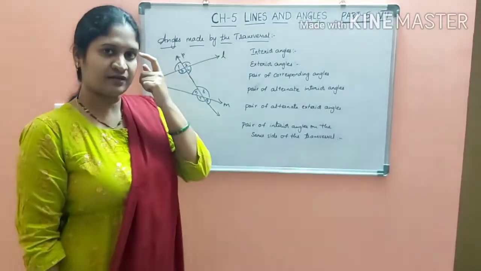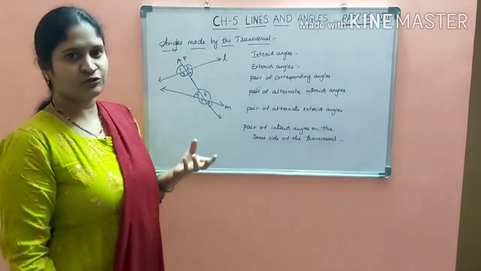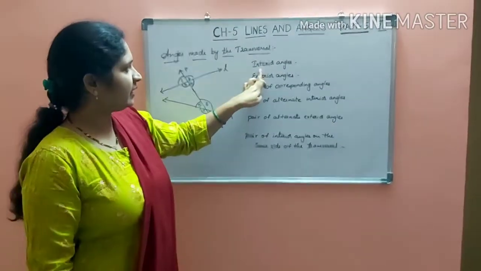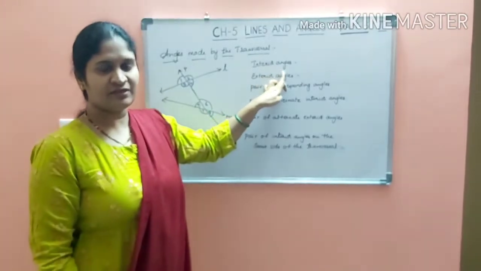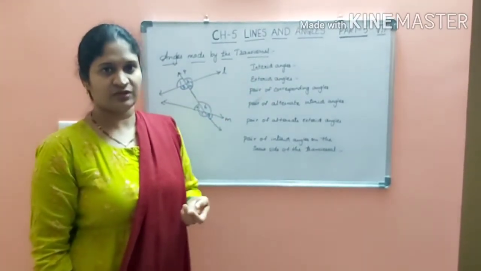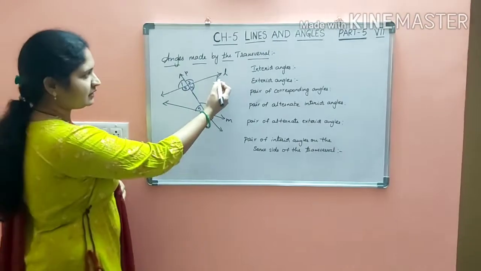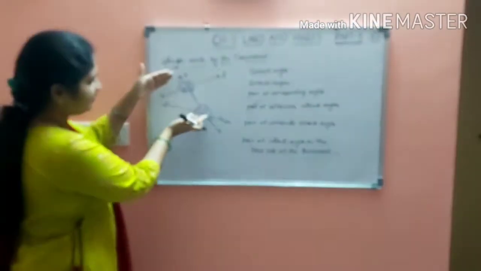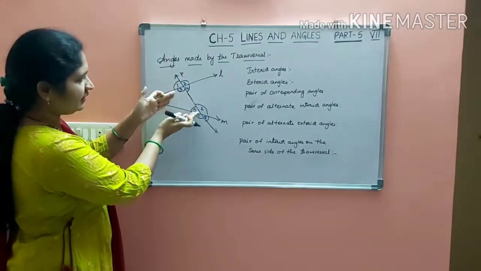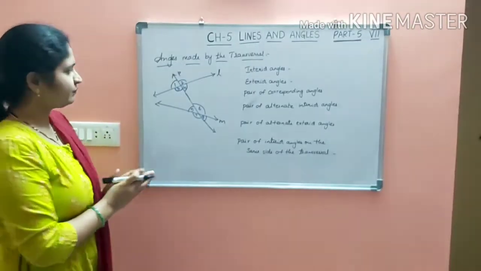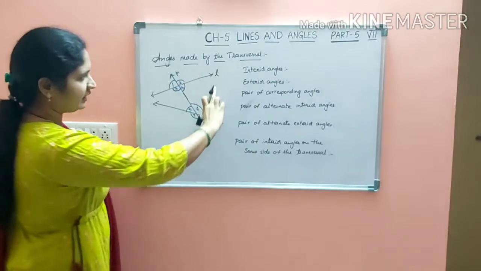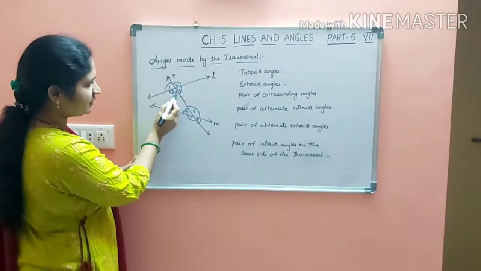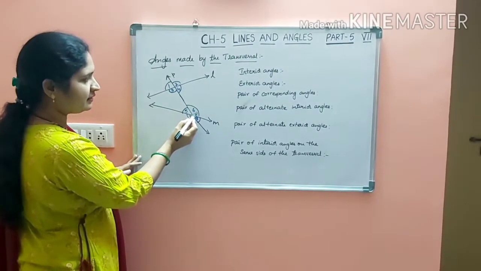You can remember, instead of getting confused by all these things, children, with the keywords. Here we have interior. Interior means you can relate with inside. So if these two are the lines, and P is the transversal, in between these two lines, what are the inside angles we have? Inside angles found here. In between L and M, the inside angles are 3, 4, 5 and 6.